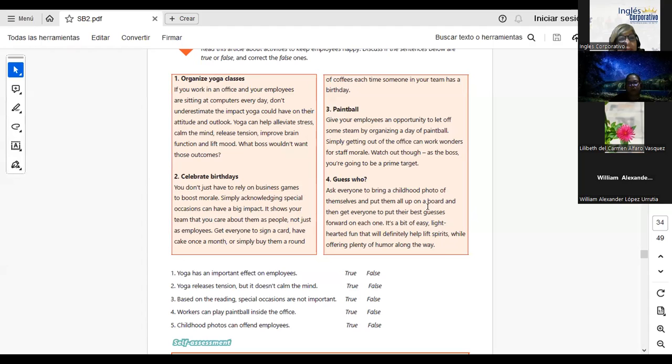Okay, do you see it's organize, celebrate birthdays, it's here, right? Organize yoga classes, paintball. In my school, we have paintball. And these are childhood photos. I don't know, maybe select one where you have a dress or clothes, because as a baby, sometimes you don't have clothes in the photos. Do you know what I mean? Maybe an embarrassing photo.